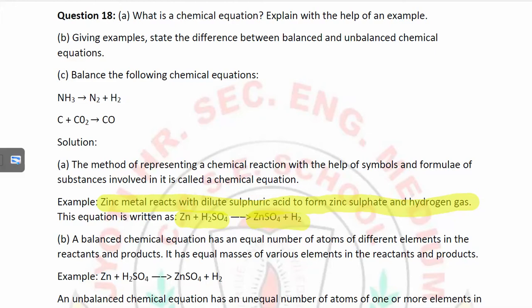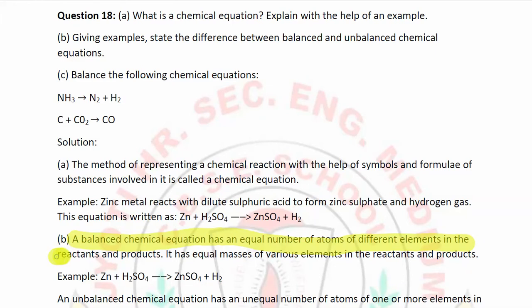Let's move further and see the third question, that is the difference between a balanced and a chemically unbalanced equation. A balanced chemical equation has an equal number of atoms of different elements on the reactant and the product side. Means on the left hand side and the right hand side, the number of atoms involved is equal on both sides. It has equal masses of various elements on the reactant and the product side. For example, Zn plus H2SO4 gives ZnSO4 plus H2.